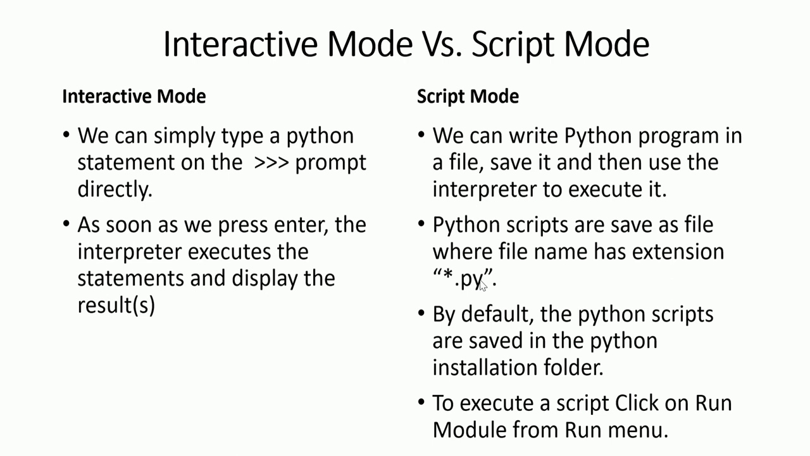Like in the last video I showed, the Python version was Python 3.9, so the default folder will be the Python 3.9 installation folder, which is stored by default in the operating system. To execute a script, click on Run Module from the Run menu. Let's start, I'll do it.